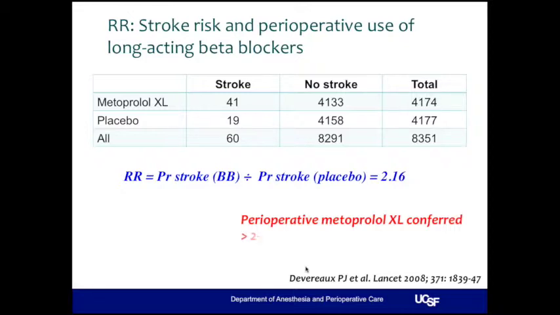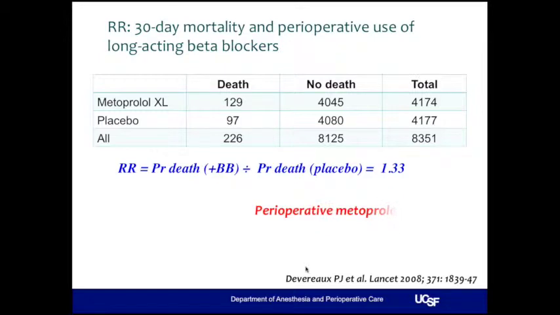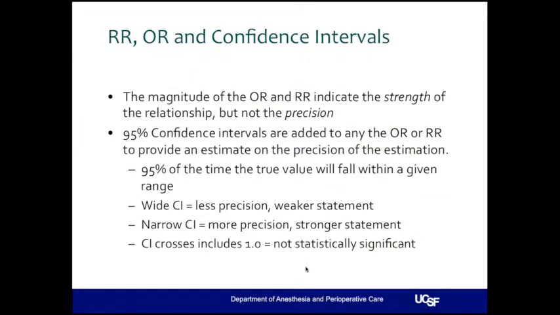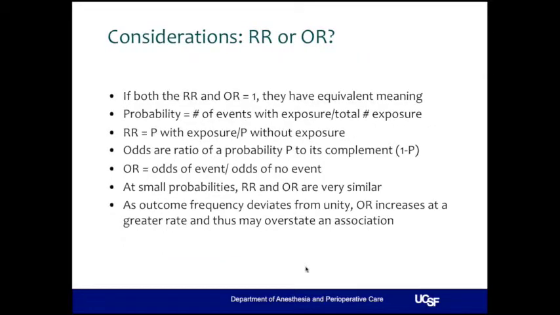So again, we looked at the stroke risk and perioperative use of long-acting beta blockers. We said that the relative risk was 2.16 of having a stroke. What that means is your perioperative metoprolol conferred a greater than 2-fold increased risk of stroke. That's how you read that. The relative risk of death with beta blockers was 1.33, and we would say that the metoprolol caused a 33% increased risk of death. So a lot of people get confused about the terminology with these values, so I want to make it very, very clear and easy.